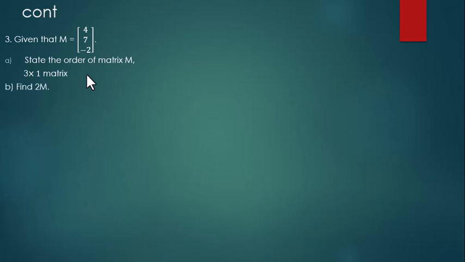Okay, then question B, we are told to find 2m. So this is a scalar matrix, so we multiply 2 by our matrix. When we multiply 2 by 4, we get 8. 2 multiplied by 7, we get 14. Then 2 multiplied by negative 2, we get negative 4. So therefore, our answer will just be 8, 14, and negative 4. So this is how we are supposed to answer this particular question.